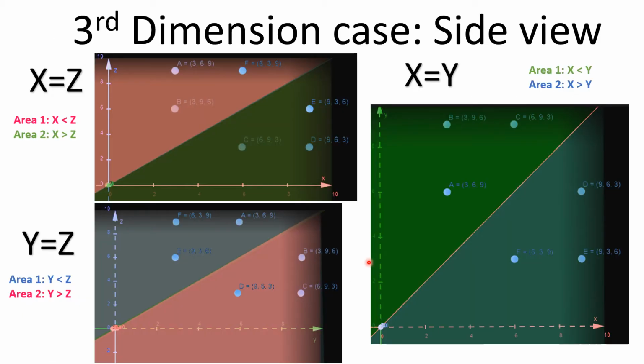We can expand this regions idea to a higher dimension. For example, in the third dimension, we will need 3 planes. One for x equals to y, another one for x equals to z, and one more for y equals to z. For x equals to y, we will have 2 possibilities. One is that x is less than y, or x is greater than y. Similarly, for the plane y equals to z, we have y less than z, or y greater than z.